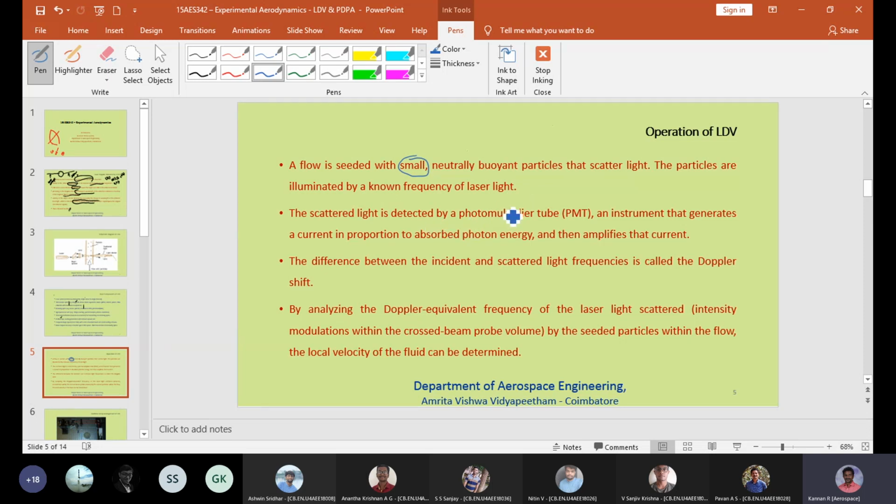The scattered light we further detect with your photomultiplier tube, the instrument that generates a current in proportion to the observed photon energy. Because of the change in velocity, your shift in frequency is going to be very, very small, but with the help of the photomultiplier it amplifies the signal. That's what we call a PMT, photomultiplier tube. So now we have your incident light frequency as well as scattered light frequency. The difference is going to give your Doppler shift.